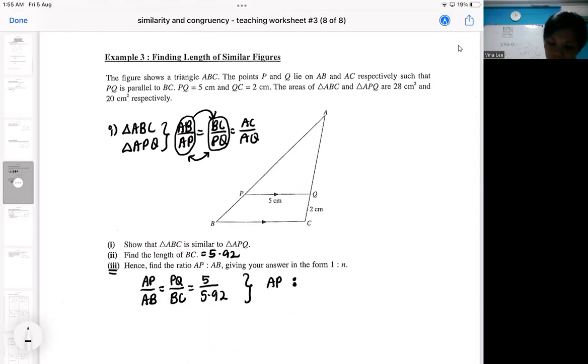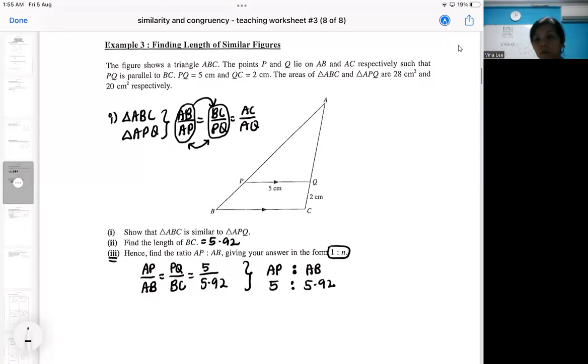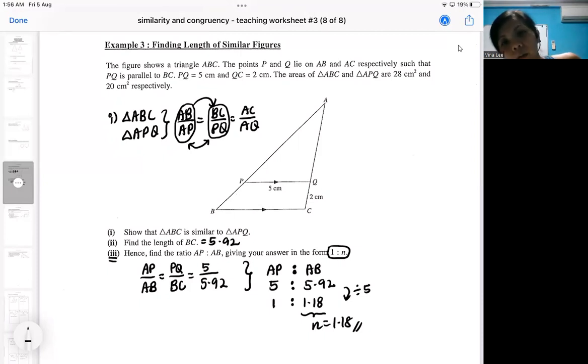So I'm going to write in the ratio format because they requested for it. They requested for this format. So I'm just going to divide by 5 on both sides. So this is your n. So that's how we make use of the area ratio. And this one is quite a full question because you're supposed to prove, and back to the same thing, you prove, you write the ratio. And here we go for the squaring.